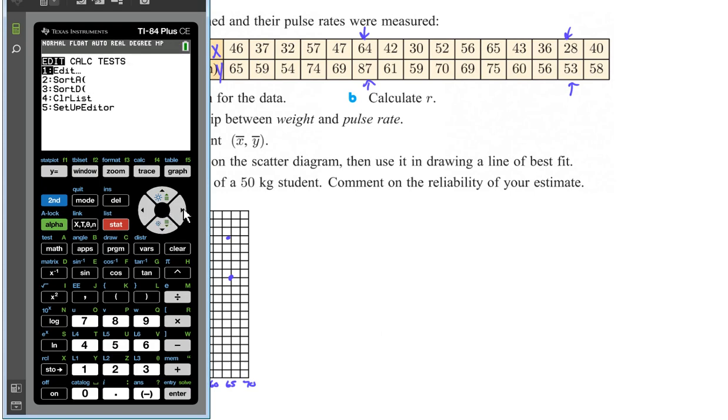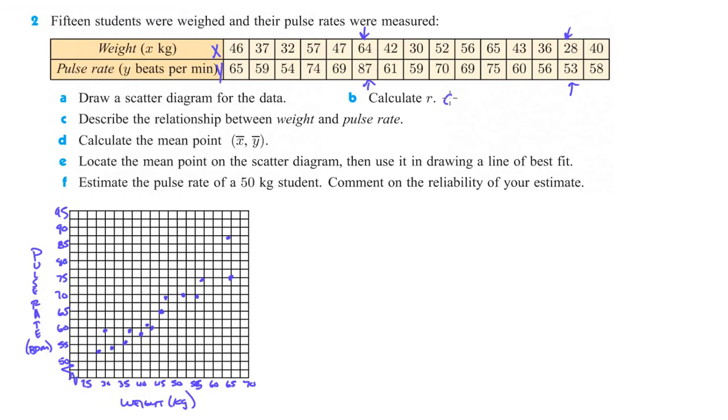So we do stat, calculate, linear regression, push enter. Make sure that list 1 is for X list, list 2 is for Y list, and there's nothing listed in frequency list. Down to calculate, we push enter, and here's the linear equation that would fit for that, and here's our R value, 0.929.